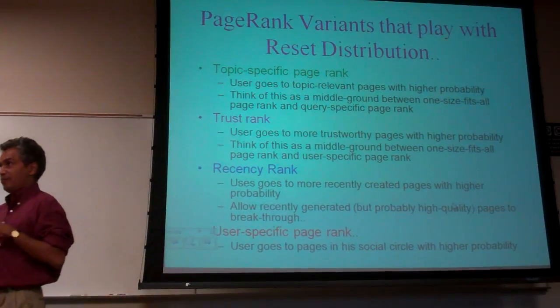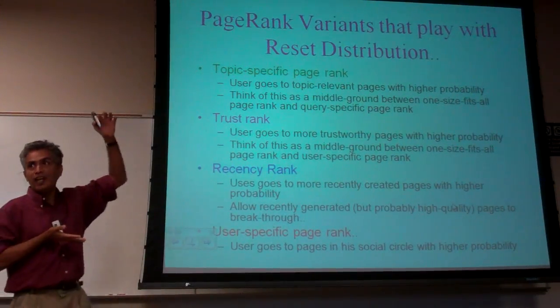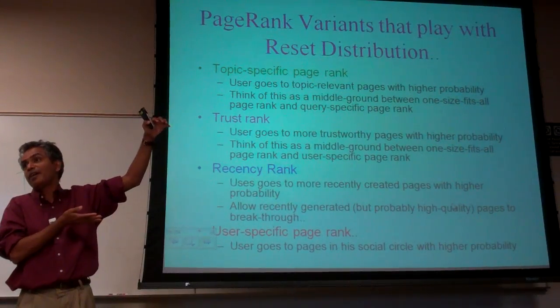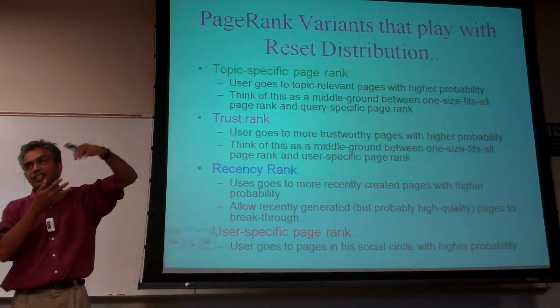Again, recency. In the reset matrix, you give a little higher weight to recent pages. So recent pages as a group will share more of the probability mass than is really supposed to be shared by them if everything is equal. And the older pages essentially share the rest of the probability mass.